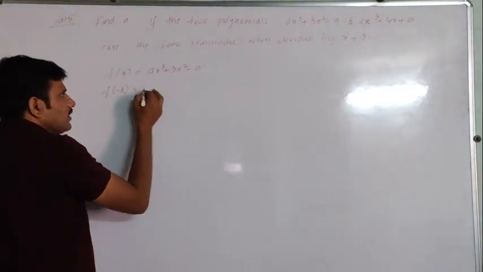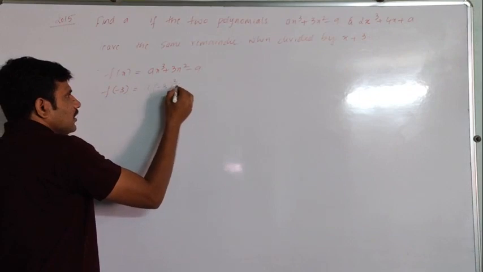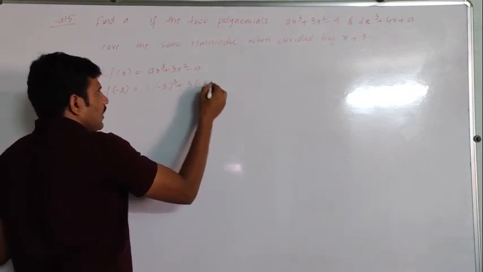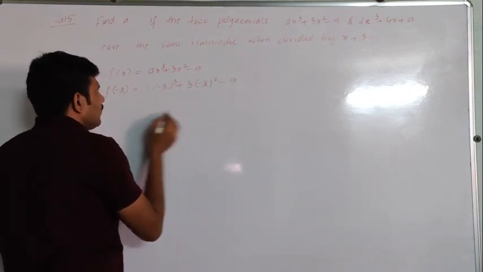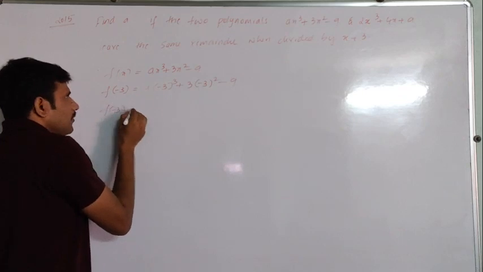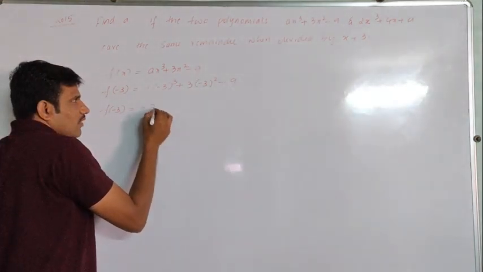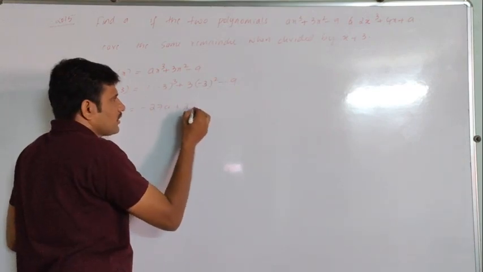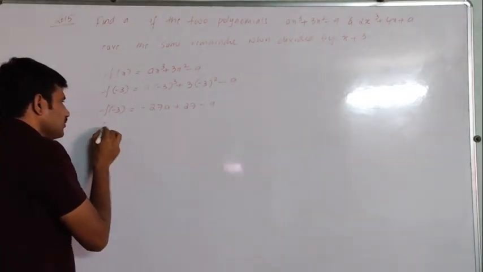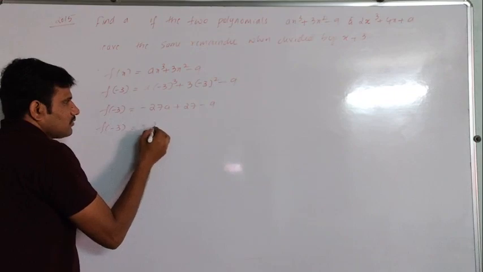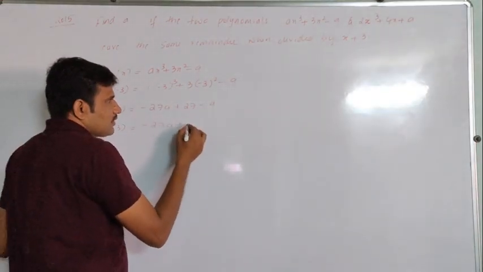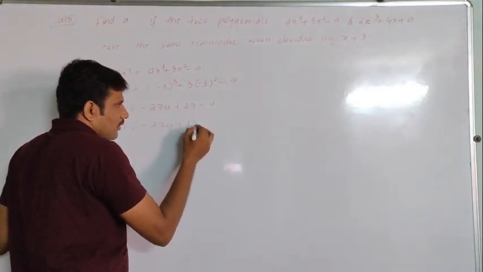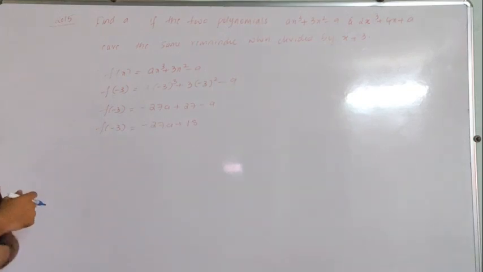So f of minus 3 is a into minus 3 cube plus 3 into minus 3 square minus 9. Minus 3 cube is minus 27a. Minus 3 square is 9, 9 into 3 is 27, minus 9. So f of minus 3 is minus 27a plus 18. Is it clear? It is 18.